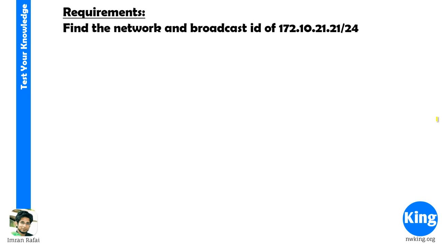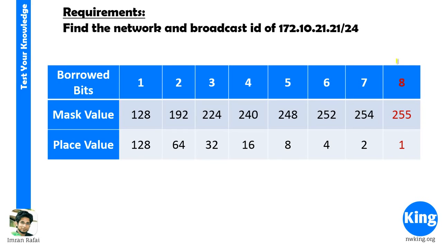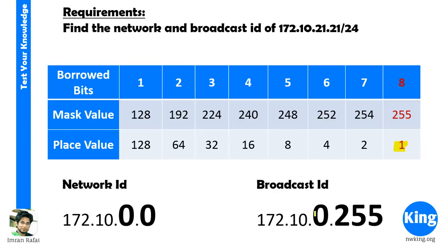That means the 8 bits in excess of 16 have been borrowed. So the 24th bit comes in the 3rd octet, if you count /24, right? And the place value is 1. That means we need to add 1 to the 3rd octet to keep getting subsequent network IDs. What is the first network ID? We know this, 172.10.0.0, like you see here, and the broadcast ID is 0.255.